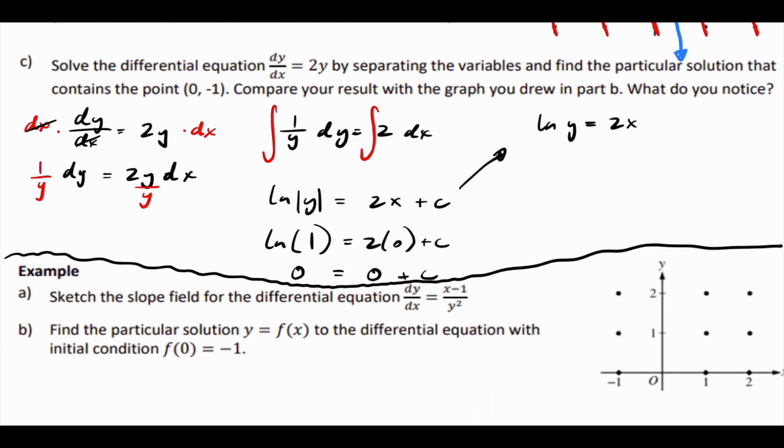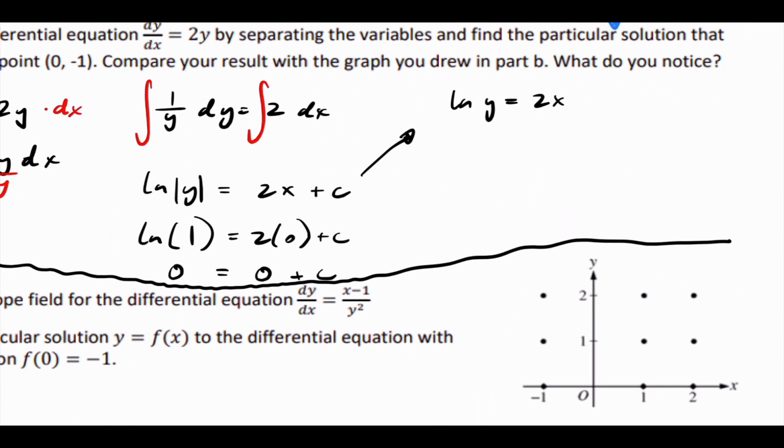Last step, solve for y. Now, how do I solve for y if it's a natural log? What was the step that we did? The little loop trick, right? E is the base here. So we do our little loop trick. Start there, go there, go there. So e to the 2x power equals y.